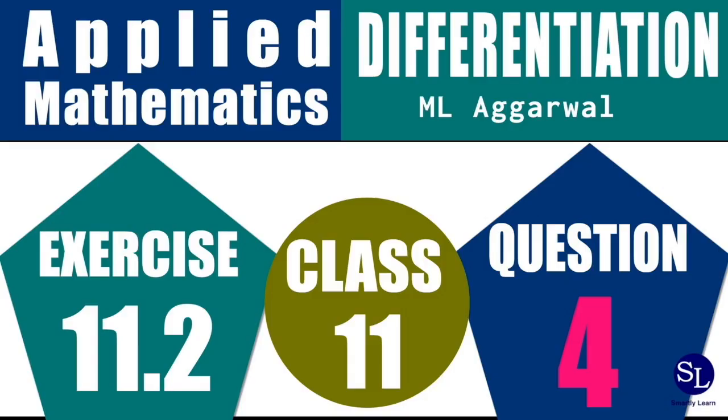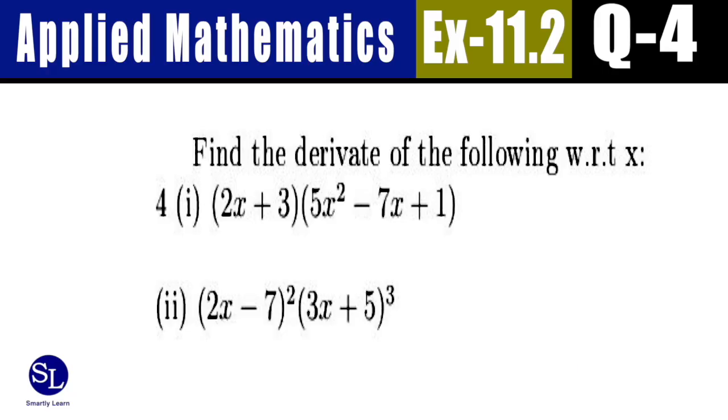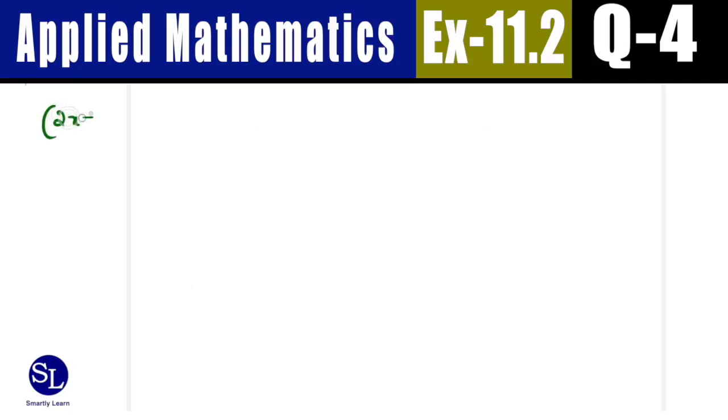In this video, let's see how to solve the fourth question in exercise 11.2. Find the derivative of the following with respect to x. There are two subdivisions. Let's take the first one. The input expression is (2x + 3)(5x² − 7x + 1).